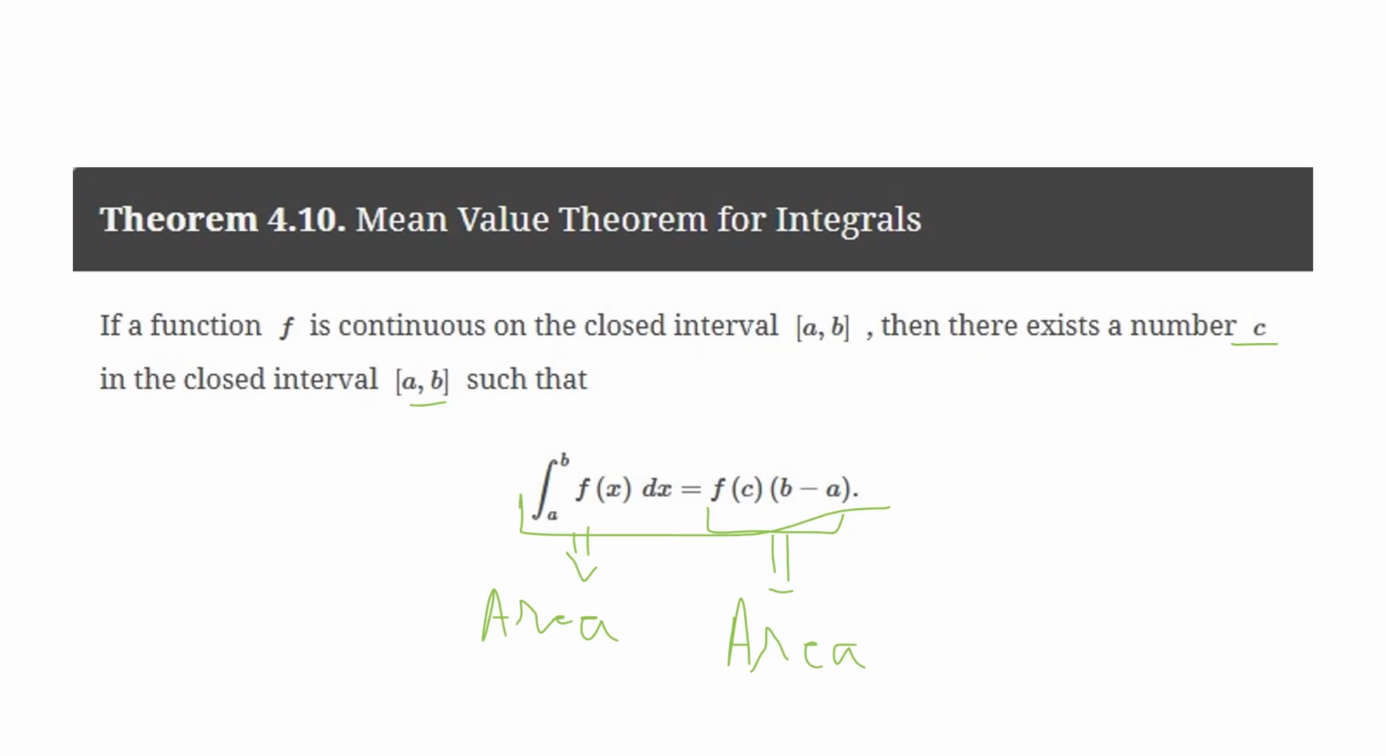And we just saw that f of c times b minus a is the area of the rectangle, for which it is equal to the area under the curve. And that's what the mean value theorem says.